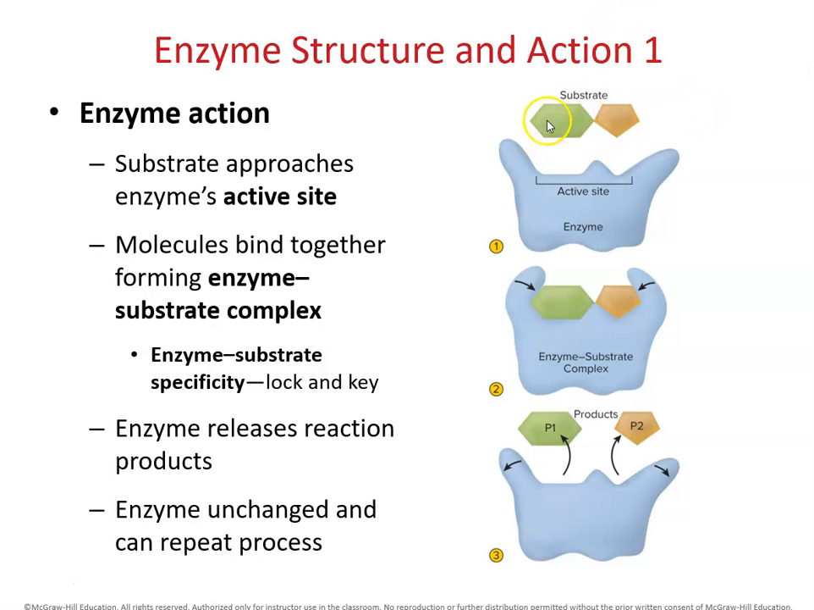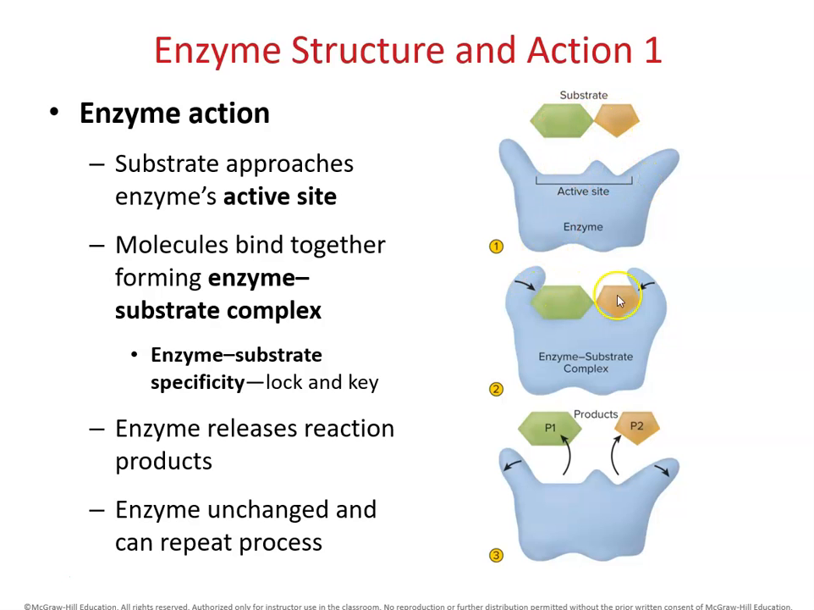This looks like a 6-sided sugar joined to a 5-sided sugar. This looks like a pretty accurate representation of sucrose, a glucose joined to a fructose. Notice that the active site is really similar in shape to this. If we had mannose, a glucose and a glucose, try to fit in here, it ain't gonna fit. All right, so the active site is very specific to the substrate.